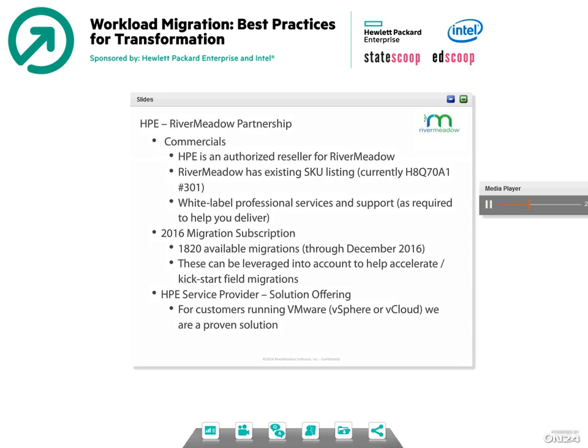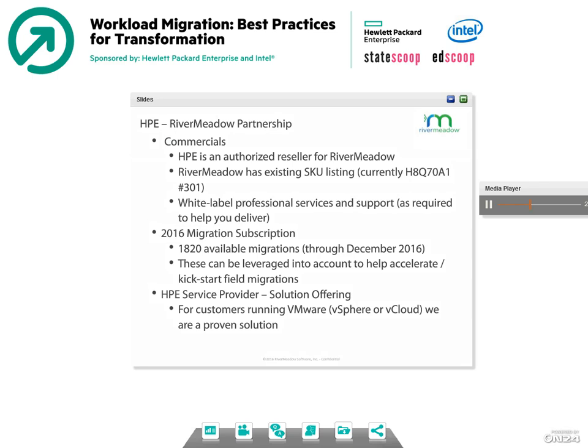So first off, the HP Enterprise River Meadow partnership. We have an existing reseller agreement with HP, with current SKU listings, allowing HP to take our product to market. Behind that, we white label our professional services and support capabilities as required around customer requirements, and also standardized as a part of the HP Enterprise delivery capability. There's a standing subscription allowing HP teams and customers to draw down on existing migrations. This runs throughout this year and will help accounts and project teams get up and running with pilot projects and migration projects to really get kick-started.